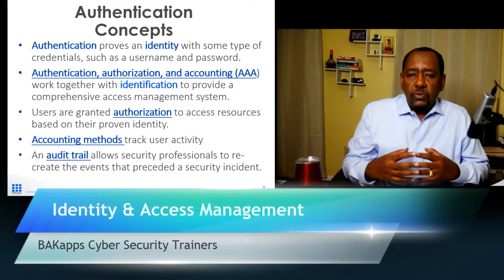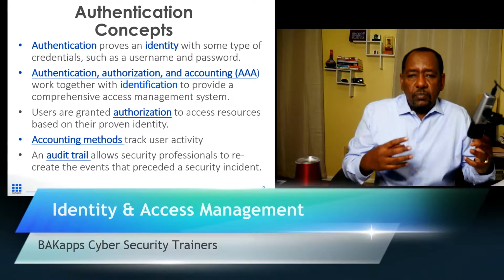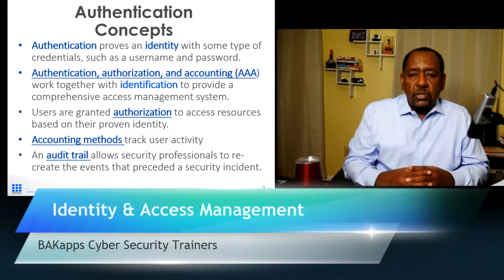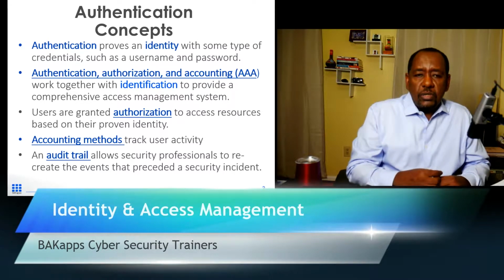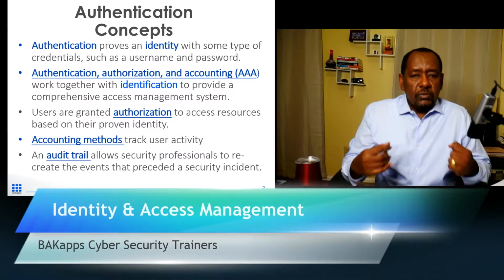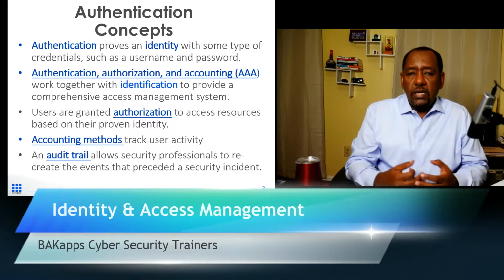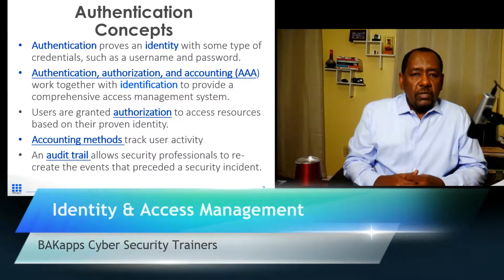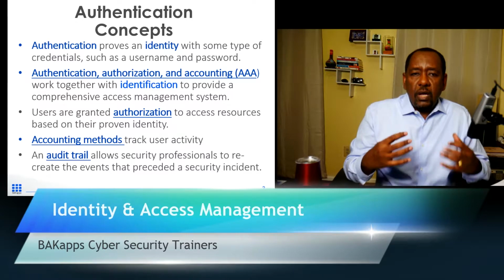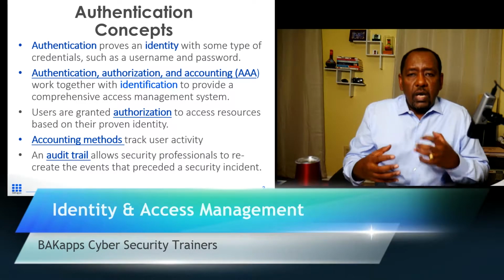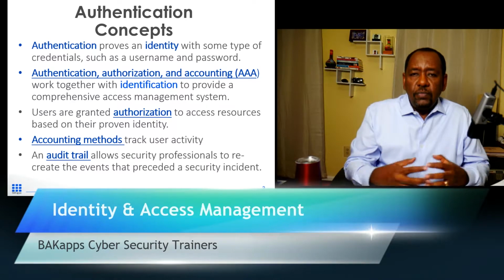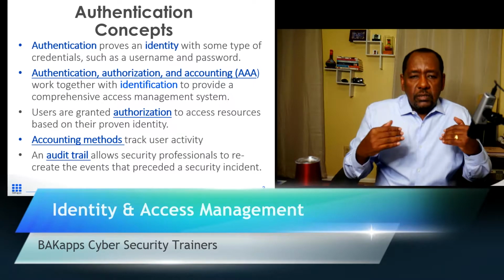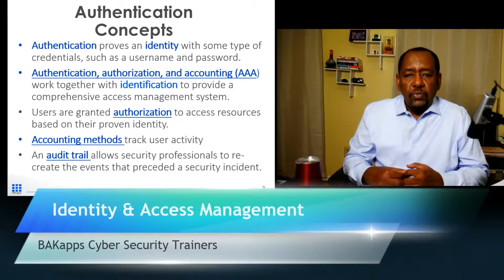Users are granted authorization to access resources. It could be a file, it could be a printer, or it could be anything that can be accessed. They have to be granted authorization, and how we grant it is based on their proven identity. So the main thing here is, how do they prove their identity? We will discuss the types of credentials, how they authenticate, and what kinds of authentication types there are. We will also go deep into accounting methods.